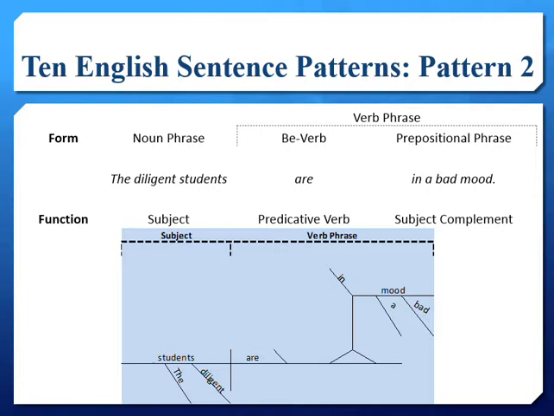Another form as a phrase that can describe the subject as a complement is a prepositional phrase in form and subject complement in function. In the diagram, the subject complement, in a bad mood, describes the subject, the diligent students. Notice that the prepositional phrase is not written below the line that the noun, students, and be verb are, because a prepositional phrase cannot be written under the line where the subject complement is if no other word occupies it. Essentially, it would be an empty slot, and we can't have that.